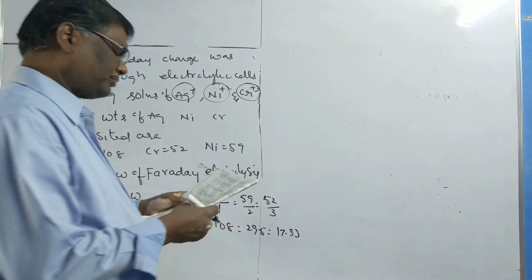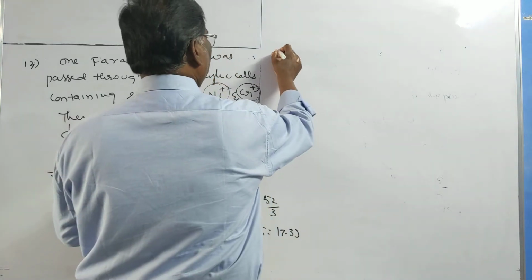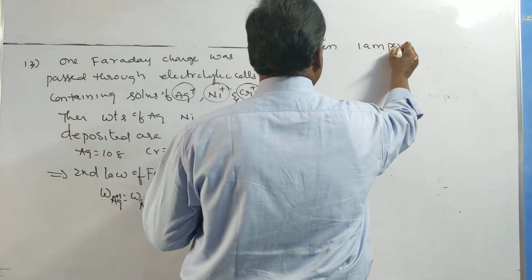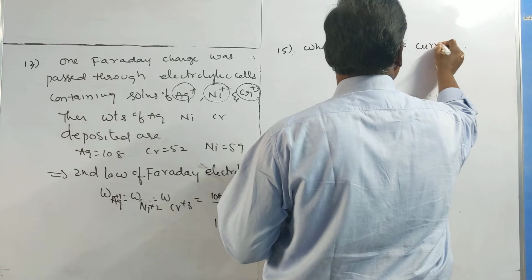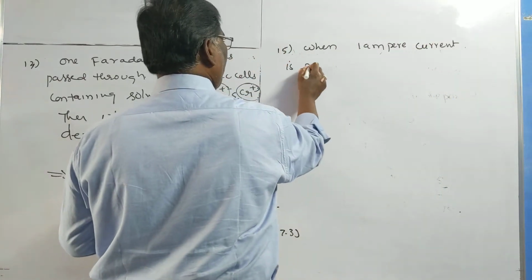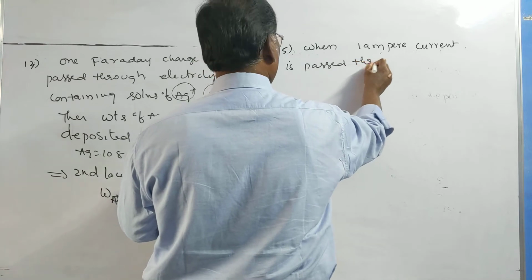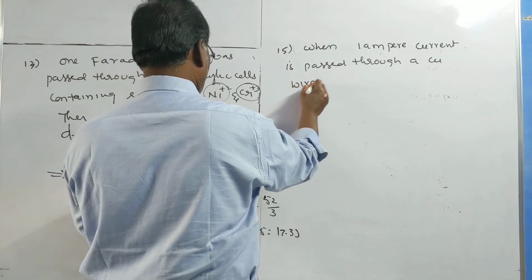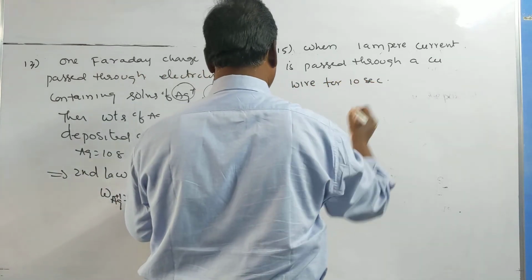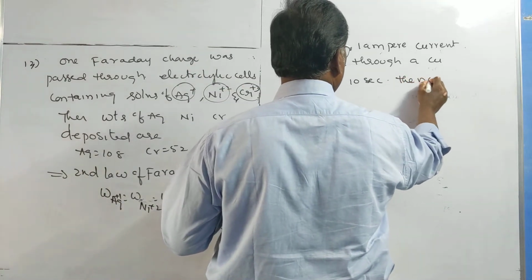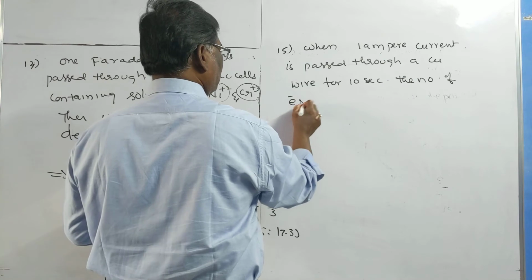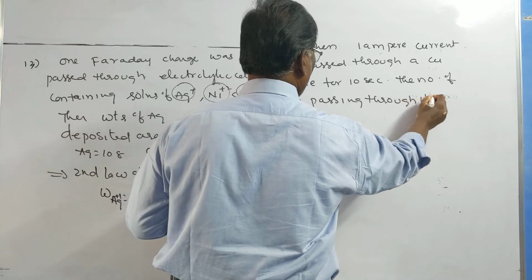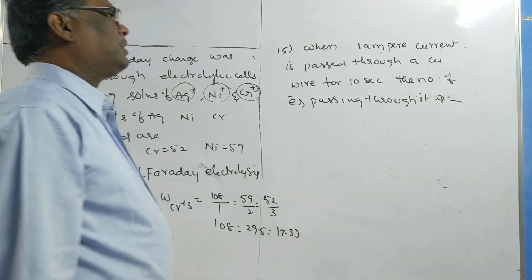The next question is: when 1 ampere current is passed through a copper wire for 10 seconds, the number of electrons passing through it is, how many electrons are passing through it?